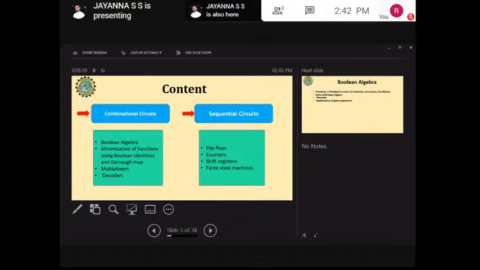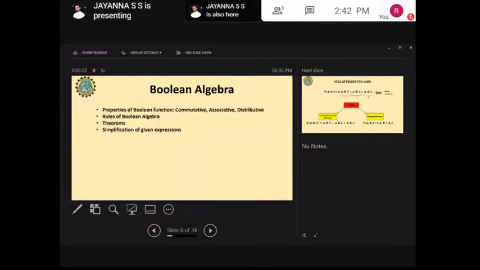Coming to Boolean algebra, you must know what Boolean algebra means, where you represent the variables in the form of zeros and ones, or true or false. It is a part of algebra. These are the prerequisites you must know in order to solve problems on digital circuits.